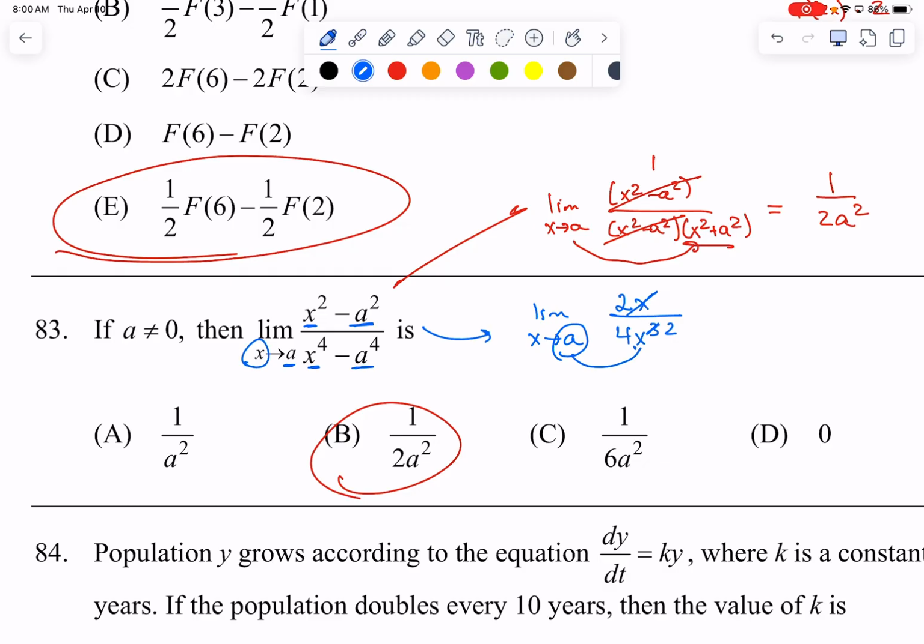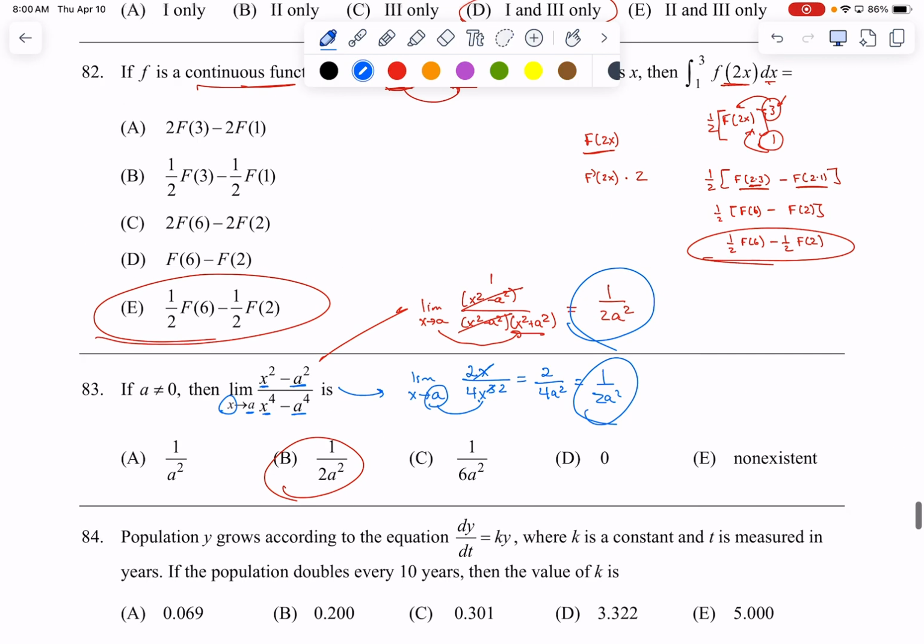So then you cancel out the x's, and then you plug in a, and I get 2 over 4a squared, which does simplify to 1 over 2a squared. So you get the same answer either way, whatever your preference is.